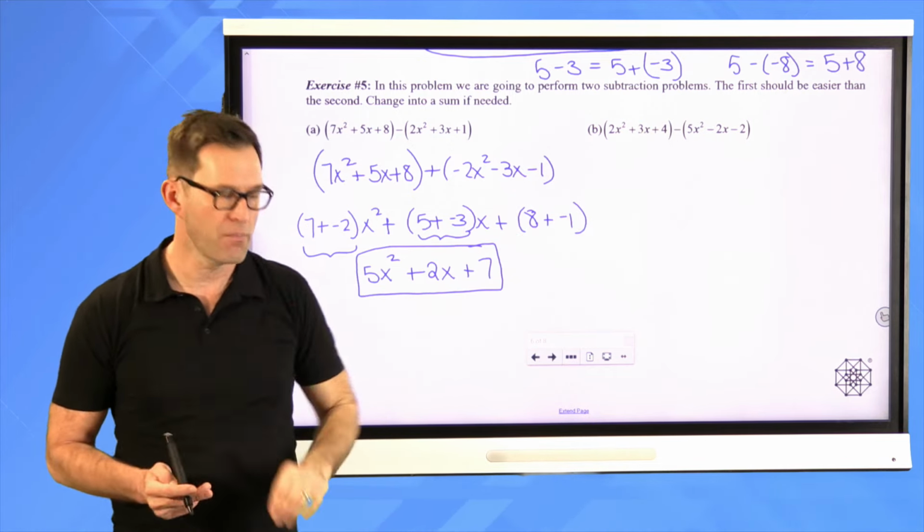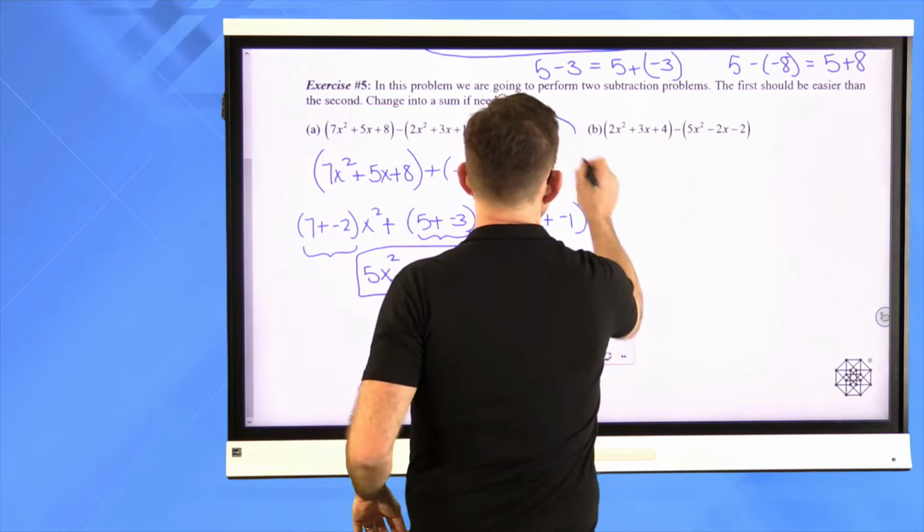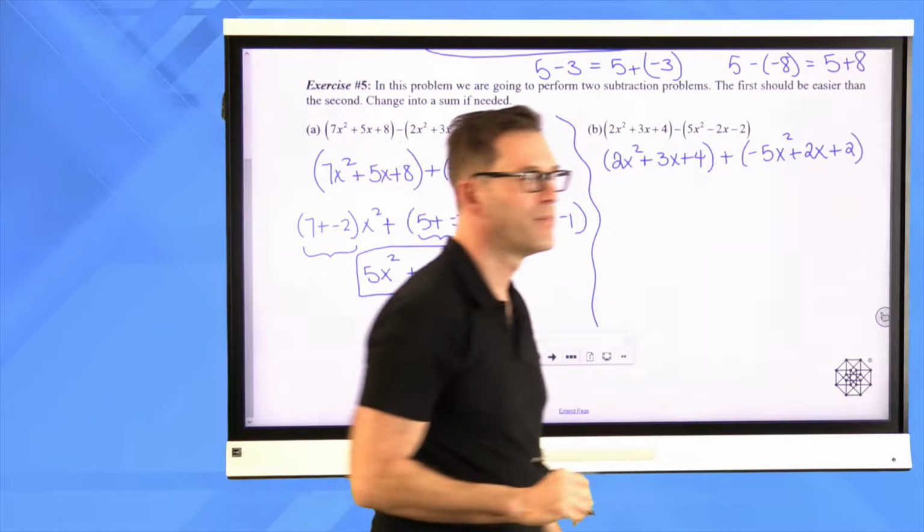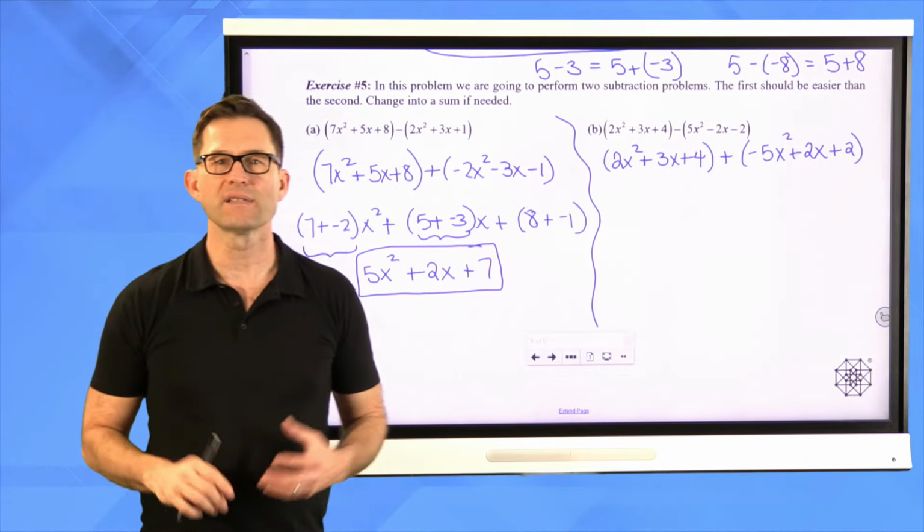So for many people, it's a lot easier to change this problem into this problem. That stays the same. Change the subtraction into addition and add the opposite. Negative 5x squared plus 2x plus 2, right? And now there's way less of a chance we're going to mess it up.